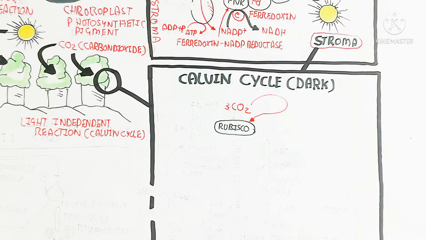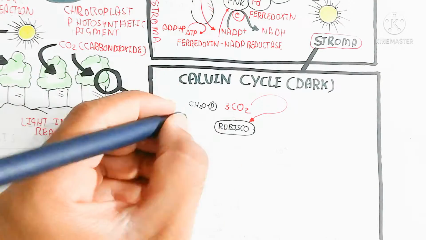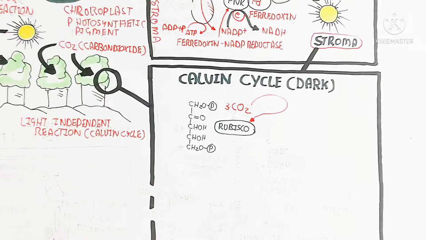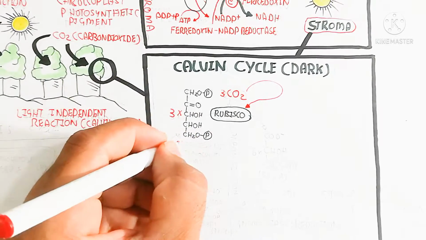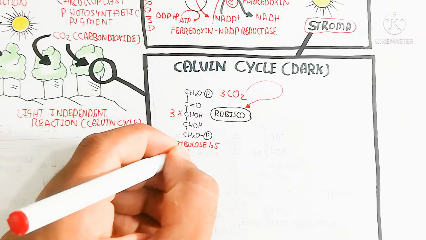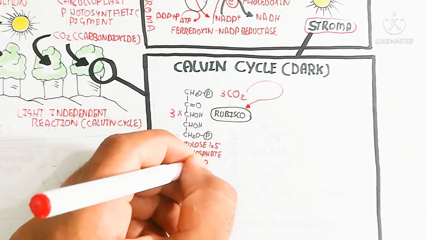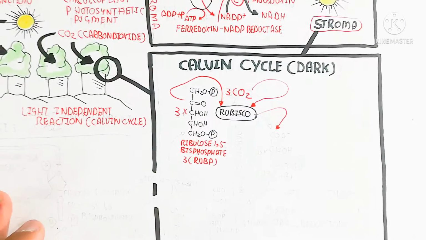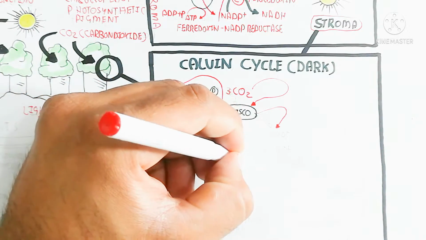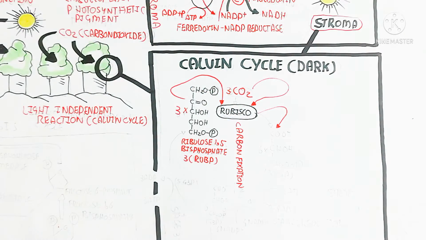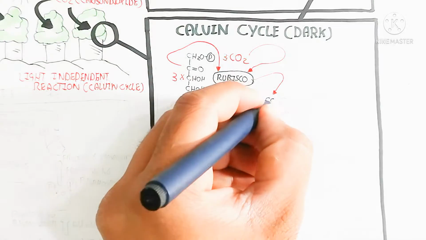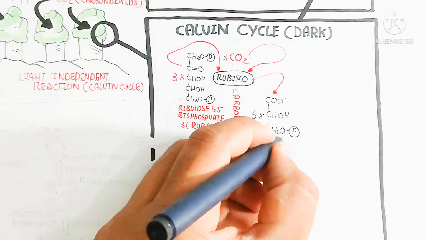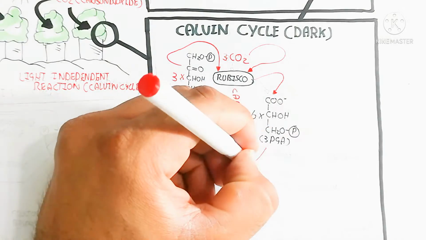Here carbon dioxide will be fixed. The fixation of carbon dioxide is due to ribulose 1,5-bisphosphate, a 5-carbon ribulose phosphate, that is bisphosphate, 3 RuBP molecules. These 3 RuBP molecules will fix 3 more carbons to produce 18 carbons. This is the carbon fixation step of the Calvin cycle, producing 6 molecules of 3-PGA, 3-phosphoglycerate.